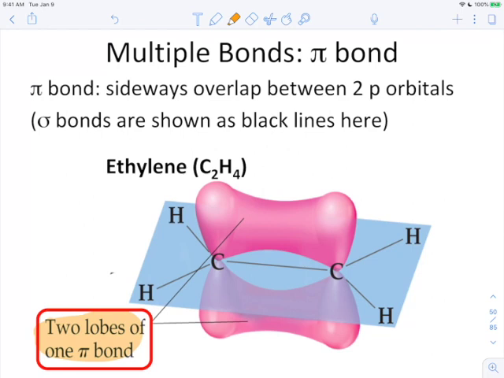And I see a question: is there a pi bond between hydrogen and carbon too? No, here just between the two carbons, because you only get a pi bond if it's a double or triple bond. So let me draw the structure for you. So this is going to look something like so. So the only time you have a pi bond is if you have a double or triple bond. If it's a single bond, it's always a sigma bond.